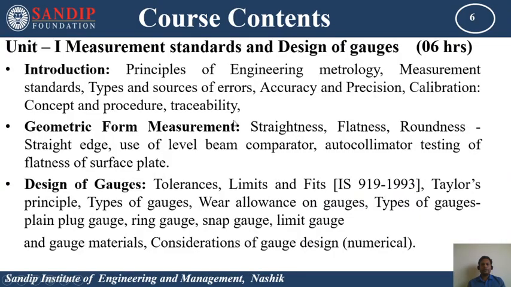Now, before going to start our unit number one, we will see here the course content of the course. This course contains the 6 units. Very first 3 units are related to metrology and last 3 units are related to quality control. So unit number 1 is measurement standard and design of gauges. This unit is divided into majorly 3 parts. First one is introduction, second one is geometric form measurement and design of gauges.